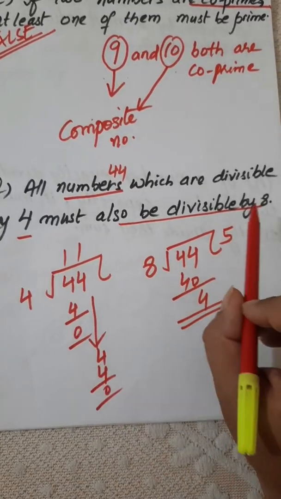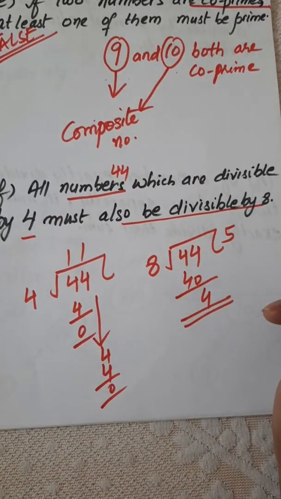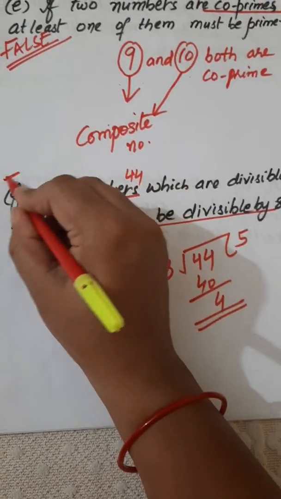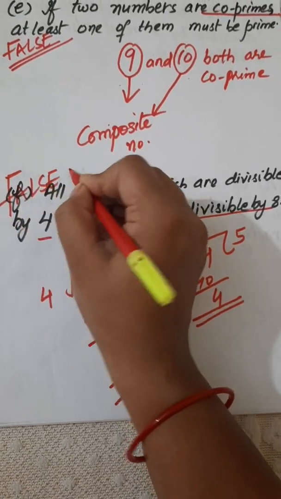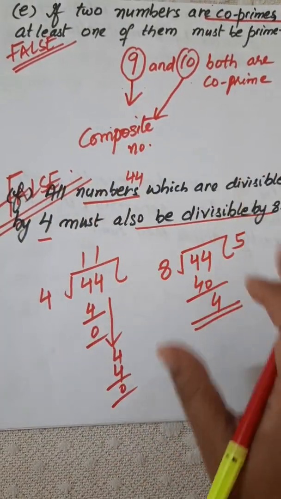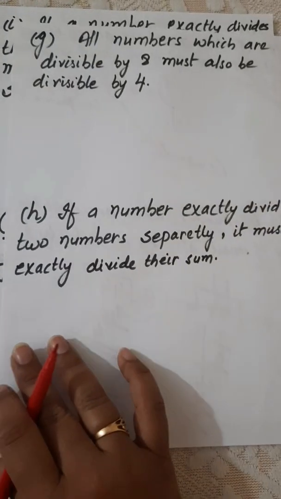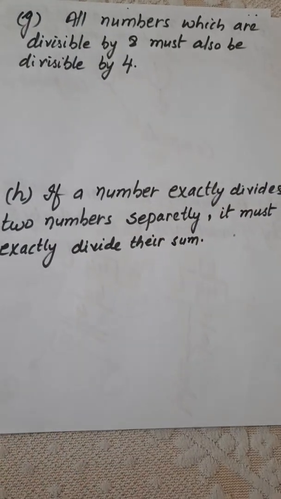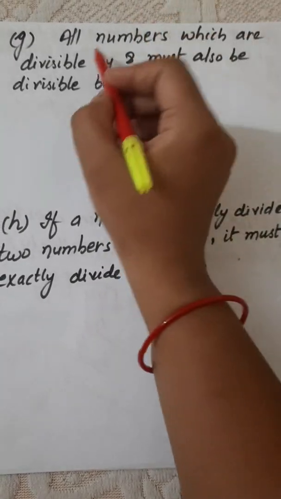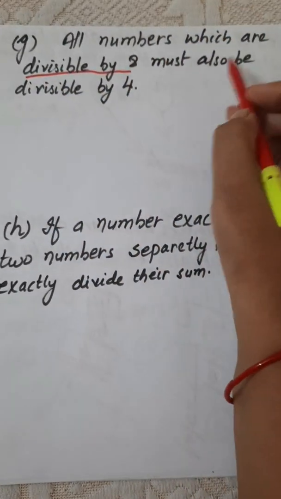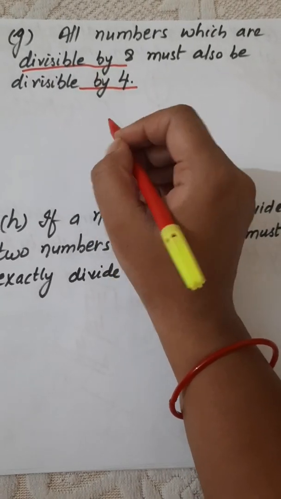And here we know that 8 is a multiple of 4, not a factor of 4. So this is a false statement. So F part is the false statement. Next we have G part. G part is all numbers which are divisible by 8 must also be divisible by 4.